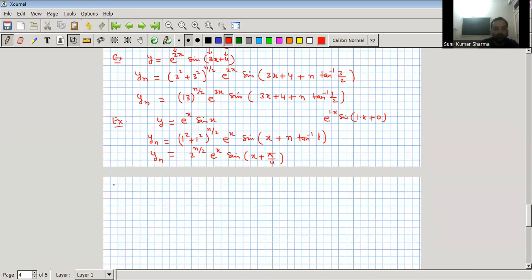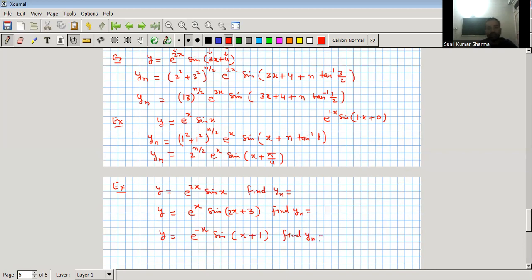Try some more examples. Exercise: y is equal to e to the power 2x sin x, find yn. y is equal to e to the power x sin (x plus 2x plus 3), find yn. y is equal to e to the power minus x sin (x plus 1), find yn. So try these examples.